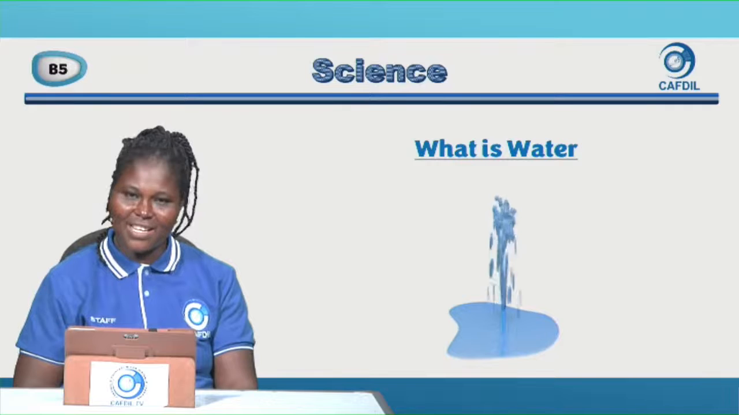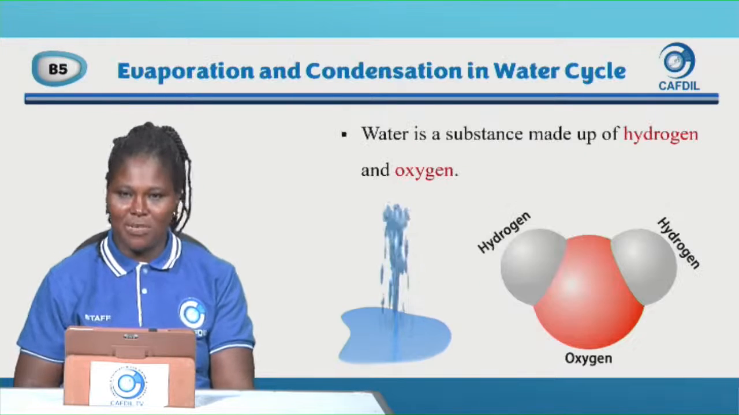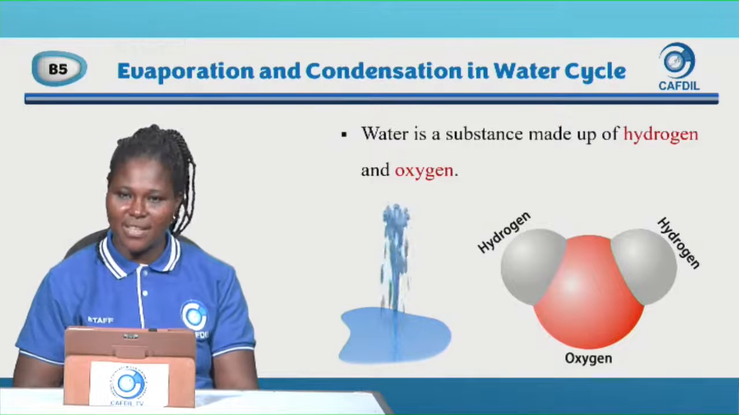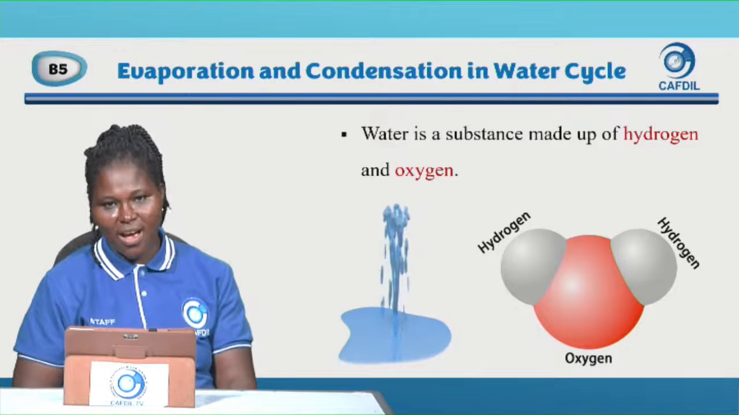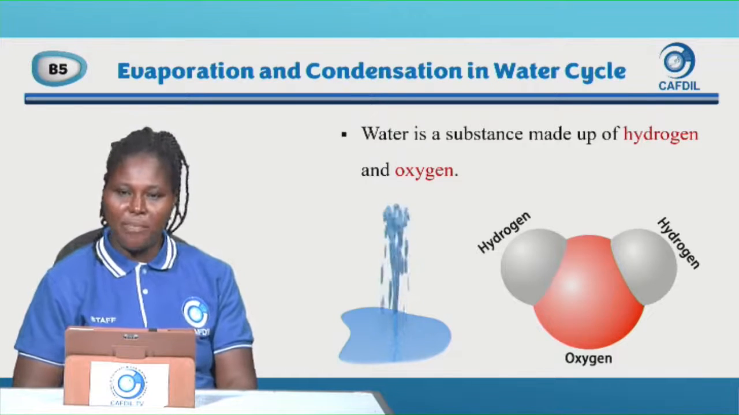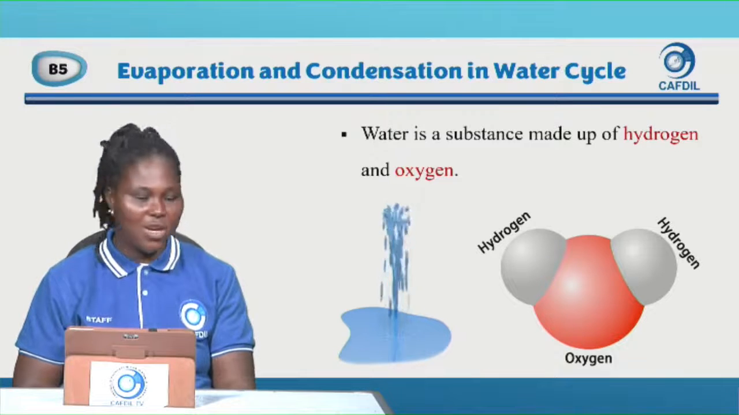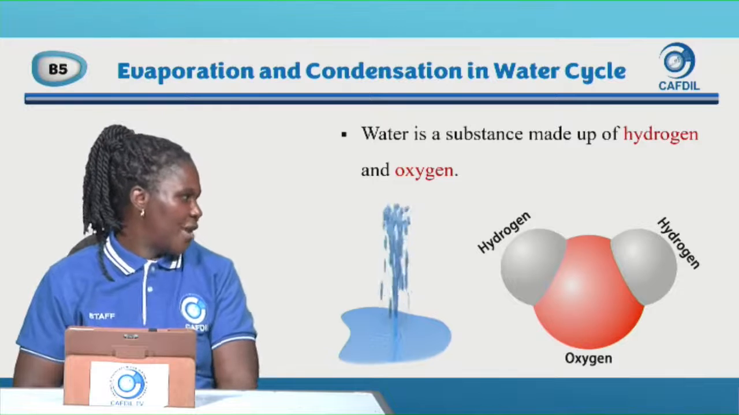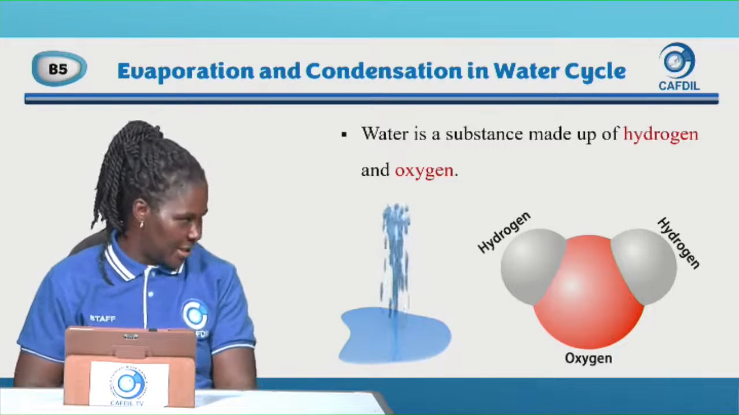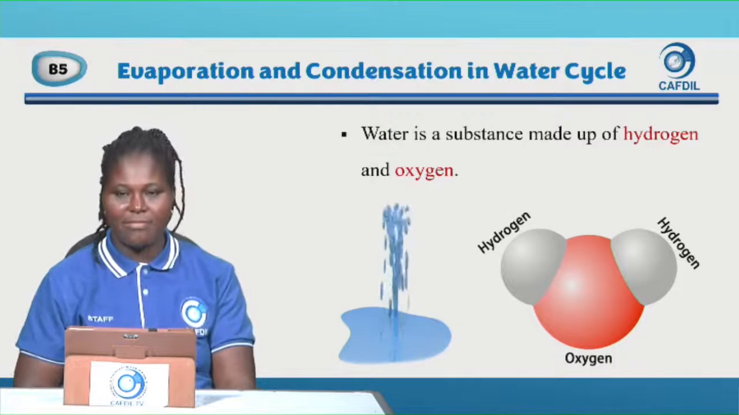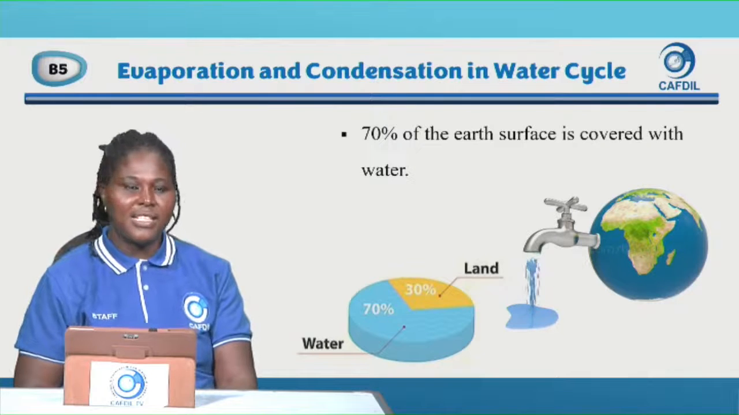Now the question is, what is water? Good. Water is a substance made up of hydrogen and oxygen. As we can see on our screen, the picture, we have 2 molecules of hydrogen and 1 molecule of oxygen forming water.